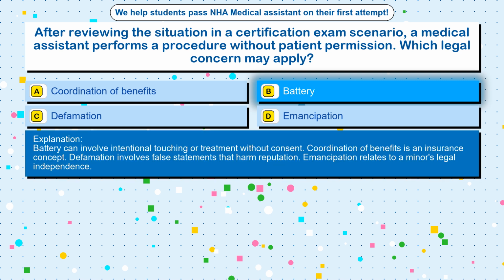Battery. Battery can involve intentional touching or treatment without consent. Coordination of benefits is an insurance concept. Defamation involves false statements that harm reputation. Emancipation relates to a minor's legal independence.